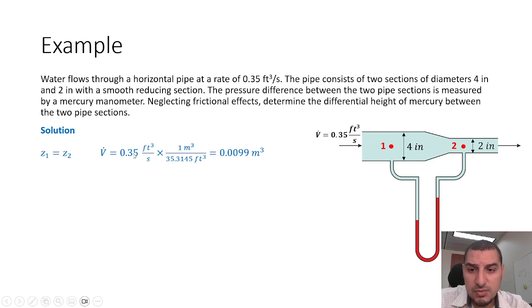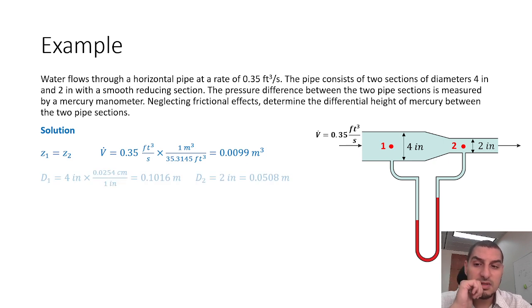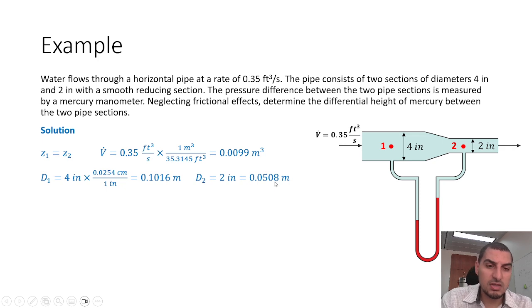The volumetric flow rate is 0.35 foot cube per second that we can convert into around 0.01 meter cube per second. Of course, there's per second here that I forgot to put. So this is the volumetric flow rate. The first diameter is 4 inch, which by converting the unit will be 0.1016 meters, and the second diameter is 2 inch, which we can convert to meters as well. I'm converting everything to SI units, so you can still solve the problem using American units if you're interested.